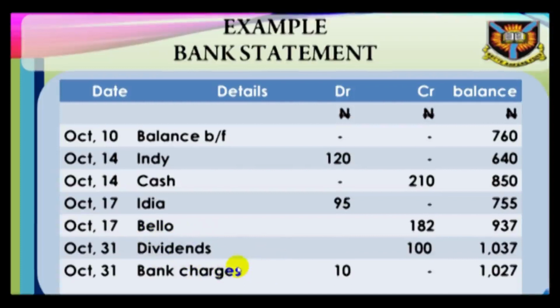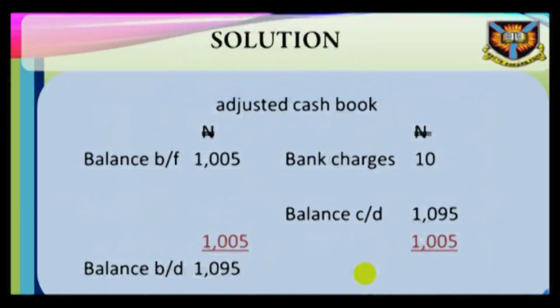Solution: adjusted cash book. On the credit side, we have bank charges 10 naira, and then the balance carried down of 1,095 naira. Balance brought forward on the debit side 1,105 naira, and then the balance brought down is 1,095 naira.